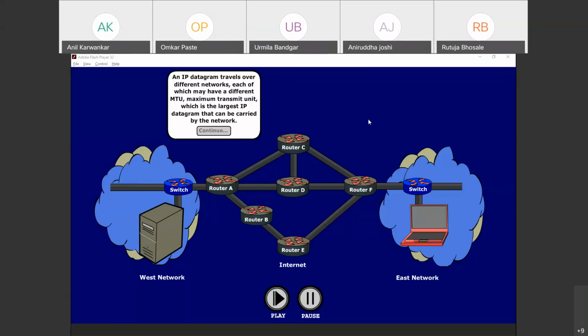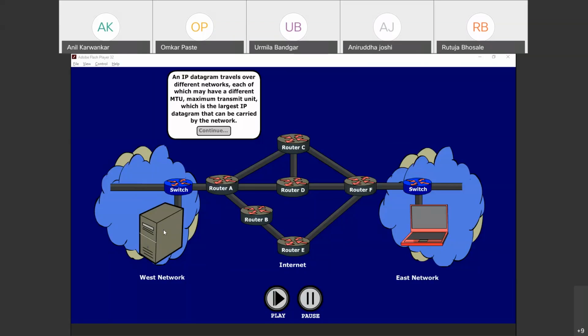There are various components connected to the switch. The red laptop is connected to the switch at the rightmost of your screen, and a server is connected to the west network. The devices in between the east network and west network are the various local area networks supported by the interconnecting device, that is the router. We have routers A, B, C, D, E, F.